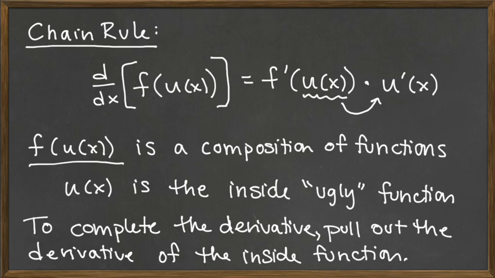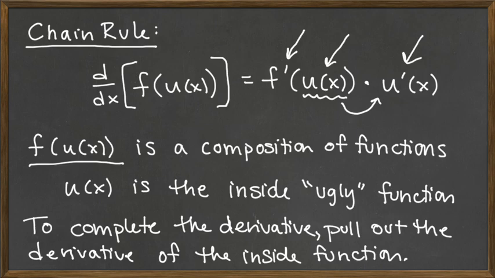And so to complete the derivative of this composition of functions, what we end up doing is we take the derivative of the outside function, so we see that f prime part. But notice what's inside here is still the u of x, the ugly function, not the derivative of it, but just the ugly function. It stays in there. But then what we end up doing is this chain rule where we pull out the derivative of the ugly function, and it ends up being multiplied by the other part of the derivative.